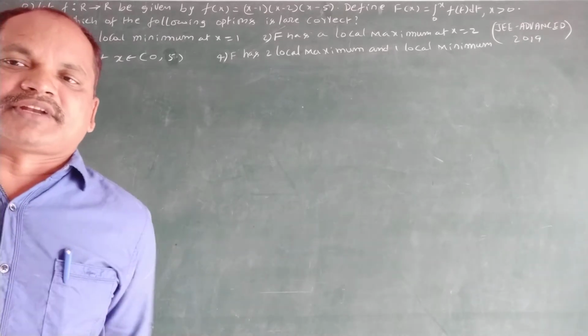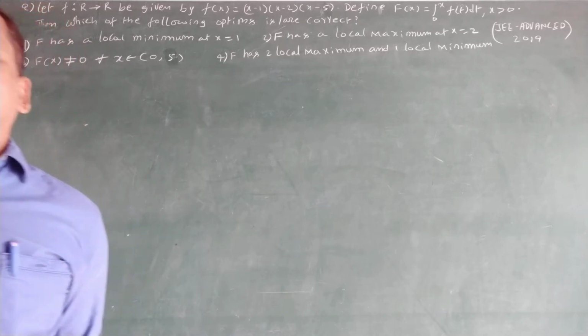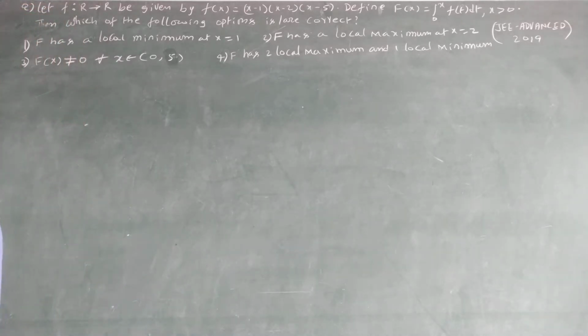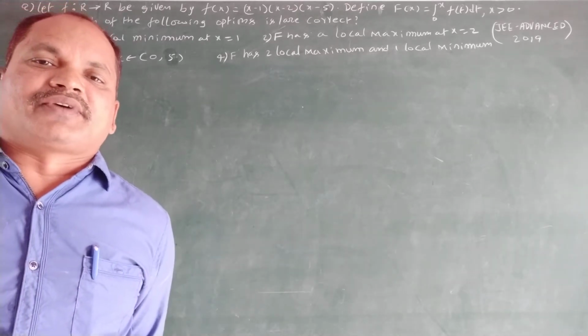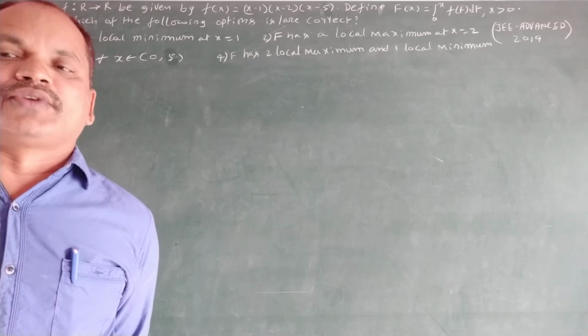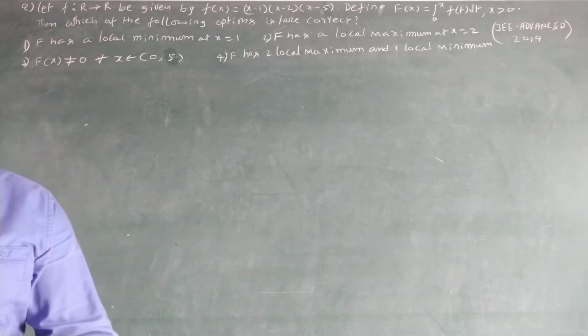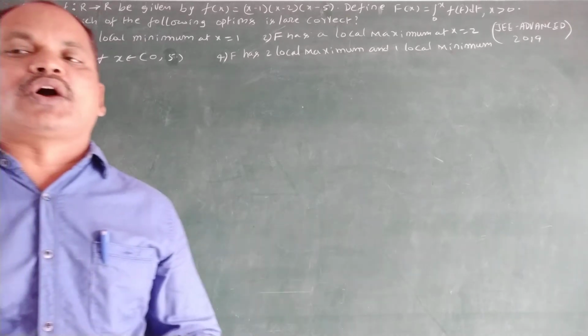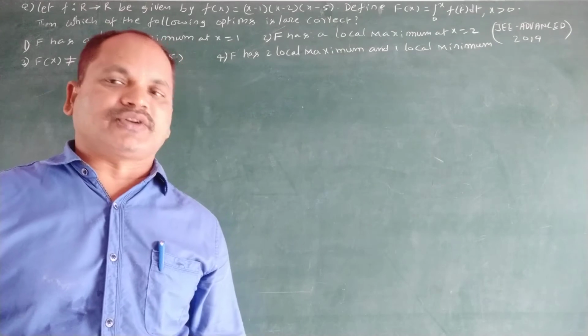The first option, capital F has a local minimum at x is equal to 1. Second option, capital F has a local maximum at x is equal to 2. And third option, capital F of x is not equal to 0 for all x belonging to (0, 5). And fourth option, capital F has 2 local maxima and 1 local minimum in the open interval (0, infinity).